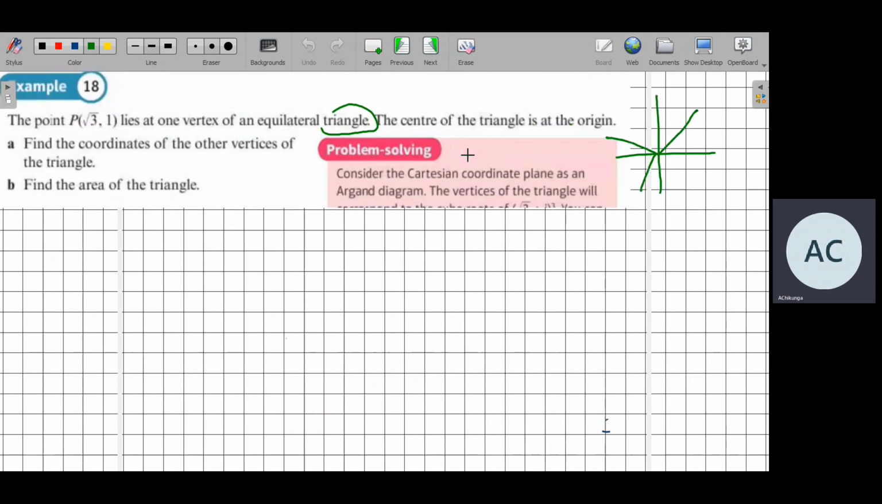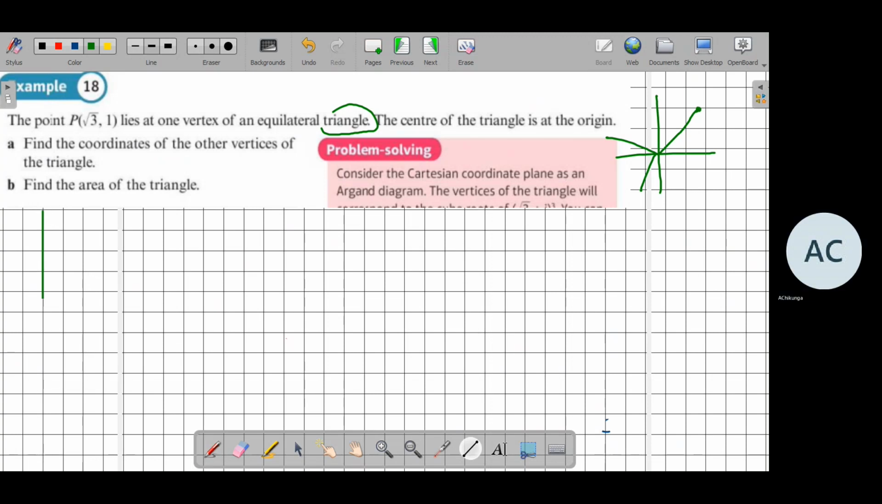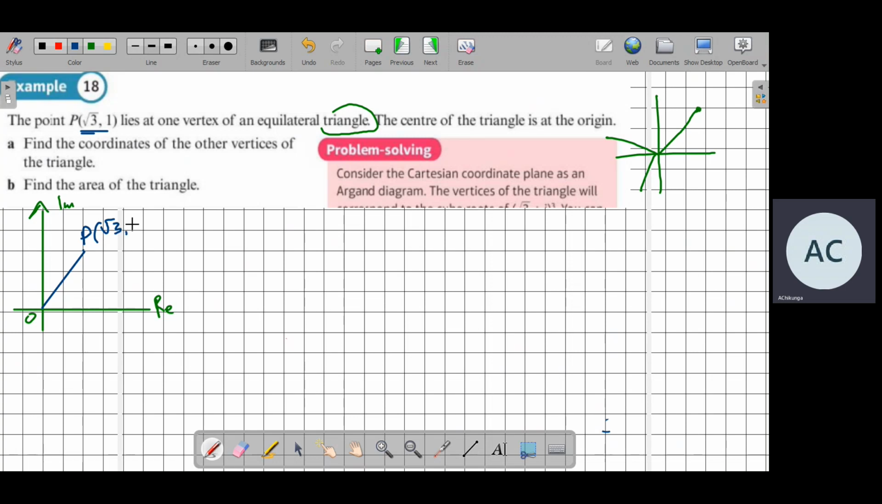So basically, what do we have here? We've got P. Let's just assume P is somewhere here. Let me draw an Argand diagram. So this is real, this is imaginary, and then P is somewhere here. Obviously, it's in the first quadrant. Root 3 and 1 is in the first quadrant. So I can just put it anywhere I want, because this is not up to scale. That's my P, which is root 3 and 1.